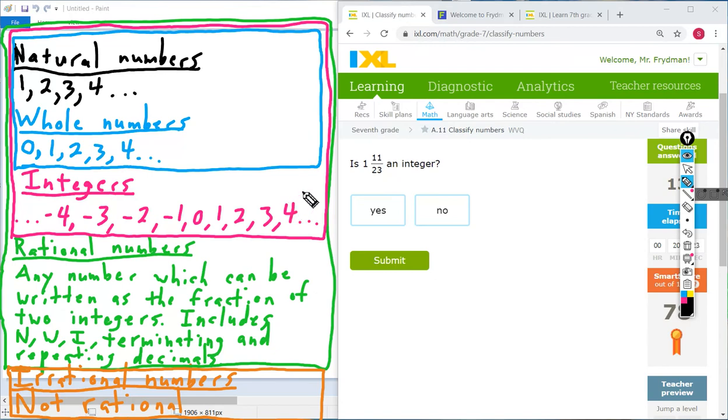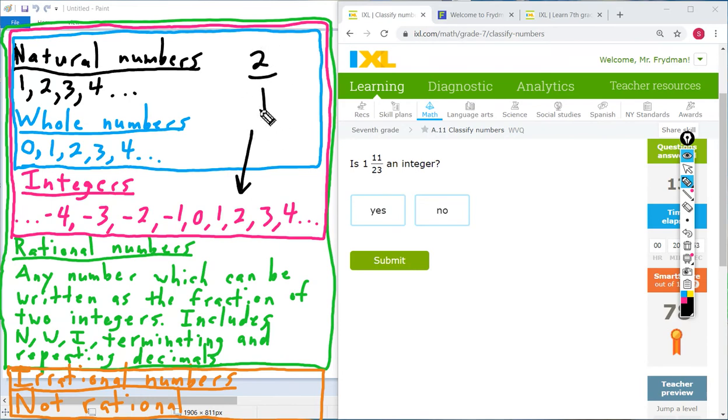So what if, for example, I wanted to write 2? What about this? Is 2 over 1 an integer? 2 over 1 is actually an integer because it's just 2. It has the same value as 2. So that's an example of a twist that IXL could give you. It could ask you a question like, is 2 over 1 an integer?